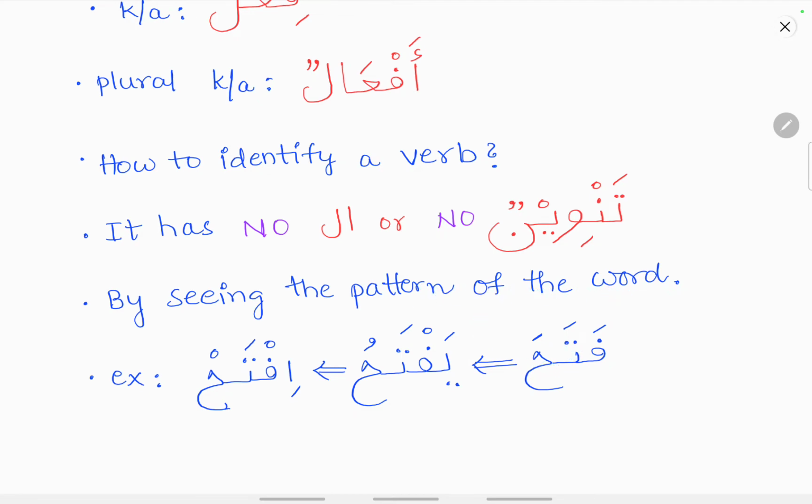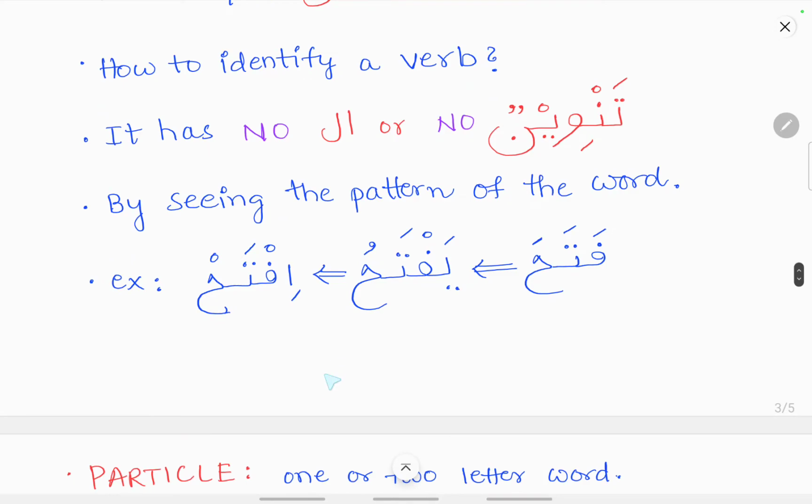For example, fatha, yaftahu, ifta. So you can see double fatha, fatha, or you can see damma, fatha, or kasra, fatha, and sukun. So such words with such signs over the words, by this we can say that a given word is a verb.